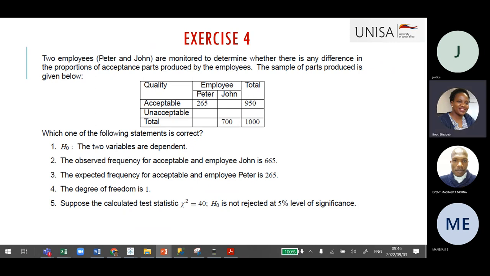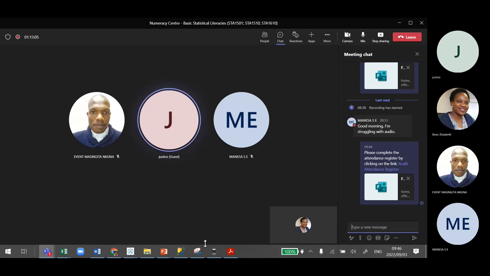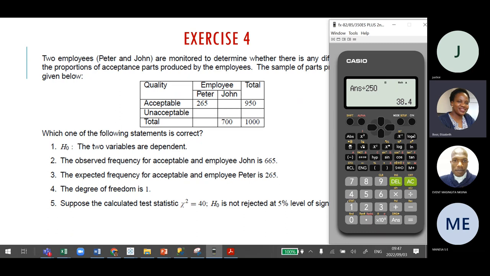Two employees, Peter and John, are monitored to determine whether there is any difference in the proportion of acceptable parts produced by the employees. The sample of parts produced is given below. So this is quality, acceptable and unacceptable, and the employees who are being monitored are Peter and John. We can complete the whole table before we use our template, so let's do it here.